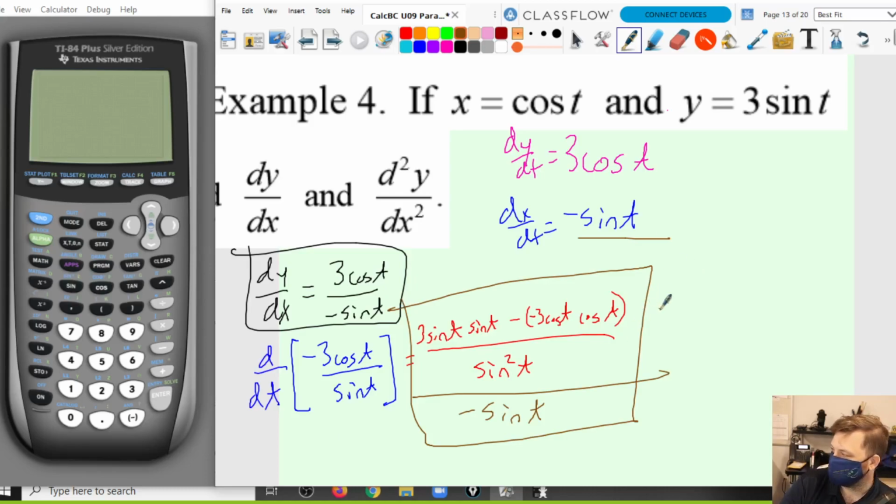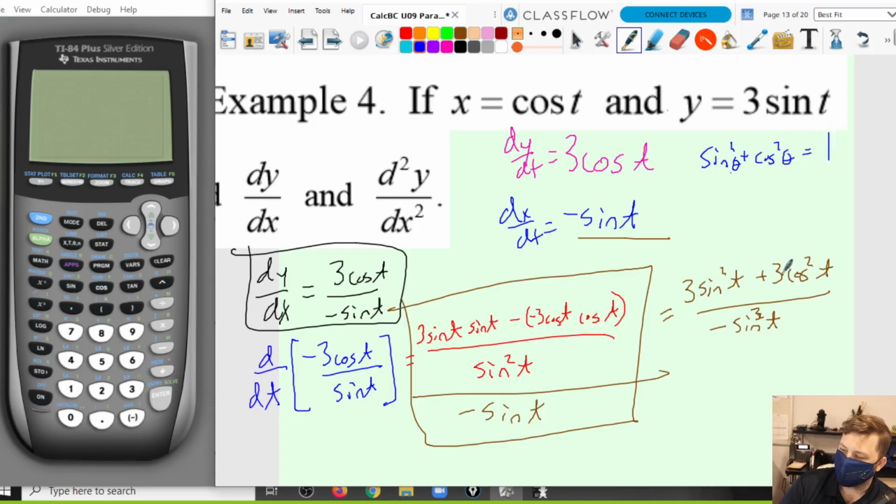If you wanted to simplify this, on the top we have 3 sine squared of t, if I combine those, plus 3 cosine squared of t. And on the bottom, I'd have negative sine cubed of t. Now, there's a Pythagorean identity. I don't know if you remember this. Sine squared plus cosine squared of whatever equals 1, right? So I can rewrite this by factoring out the 3. On the top, we're just left with 3 times 1, and the bottom I have negative sine cubed of t. And if you wanted to write that differently, 1 over sine is cosecant of t, so it's negative 3 cosecant cubed of t, or something. Now, you might be like, wow, that was a lot of work to simplify that.